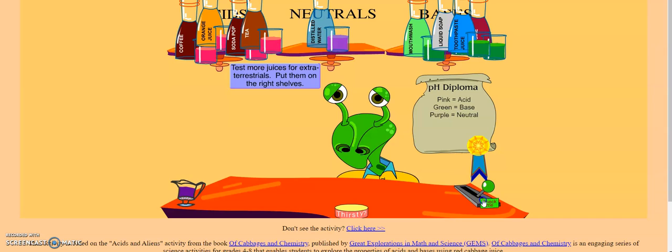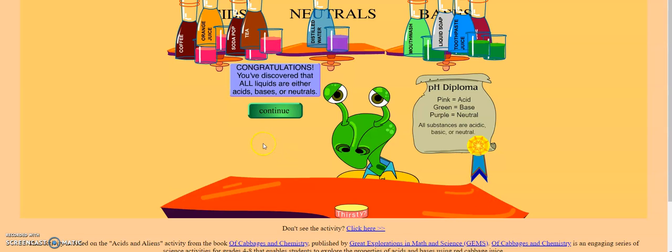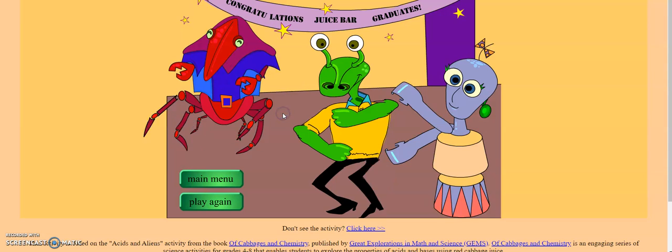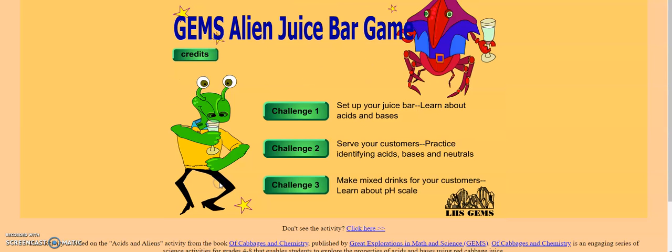So let's check. Absolutely correct. So we have 4 acids, 4 bases or alkalines, and 1 neutral here. Let's keep going. We're going to go on to challenge 2.